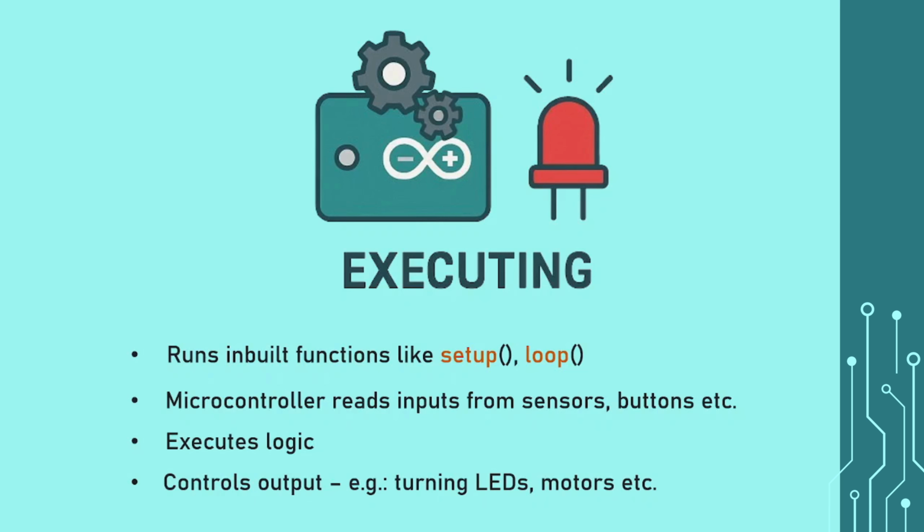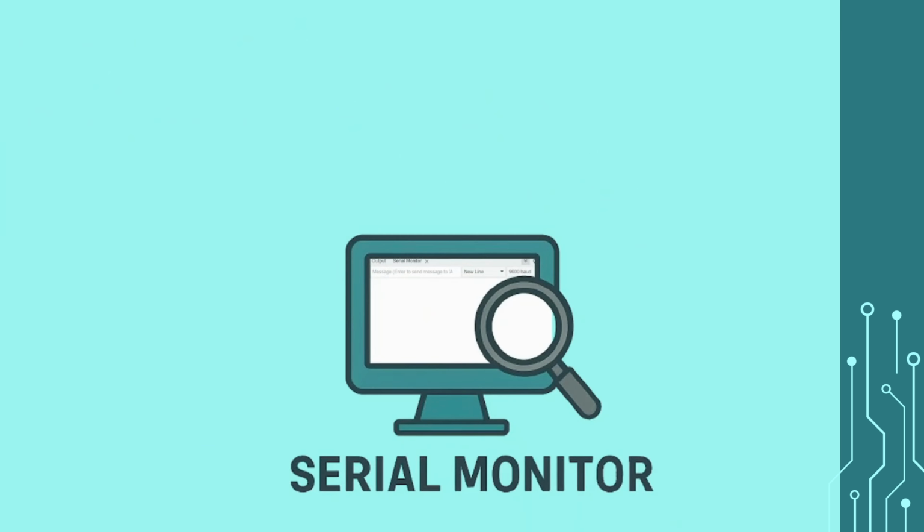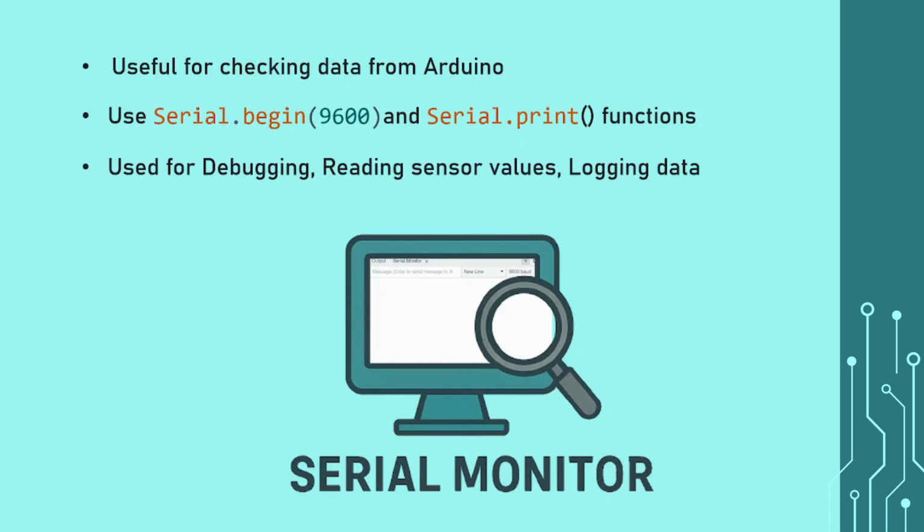Now your Arduino interacts with the real world through sensors and other peripherals using its input-output pins. You can also use a serial monitor in the IDE to see data from the Arduino. We use Serial.begin(9600) in setup to start communication and then use Serial.print to send data back to your computer. This method is used for debugging, reading sensor values and logging data.